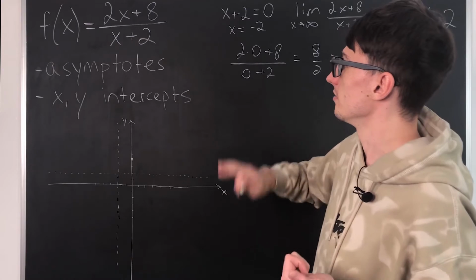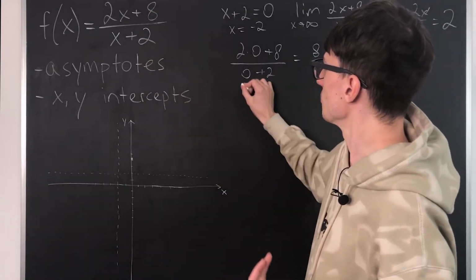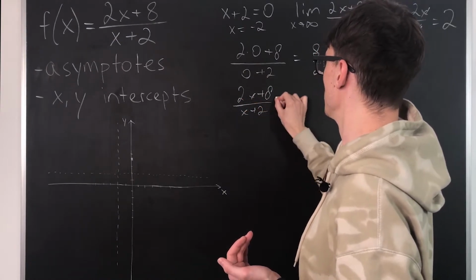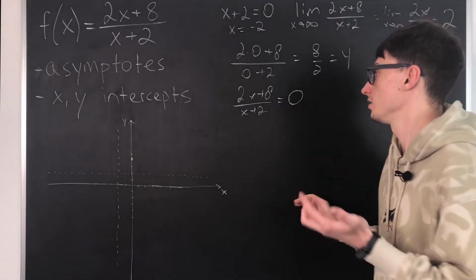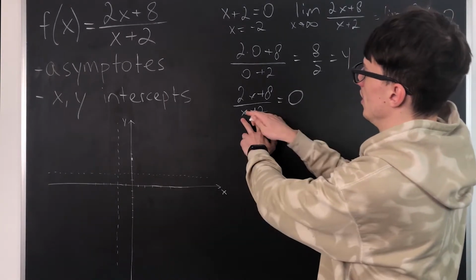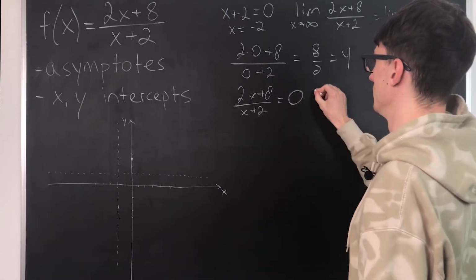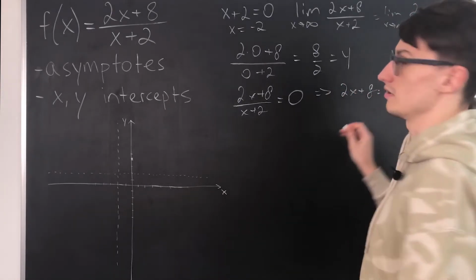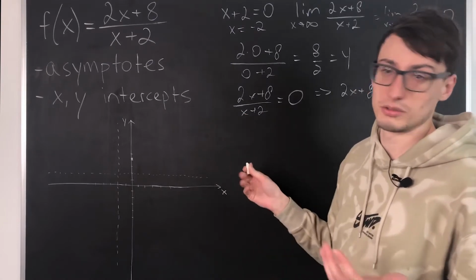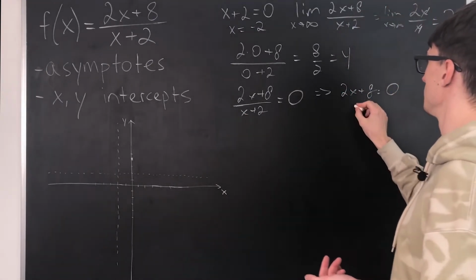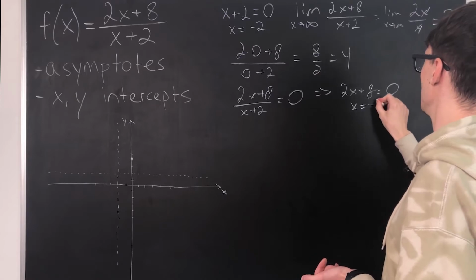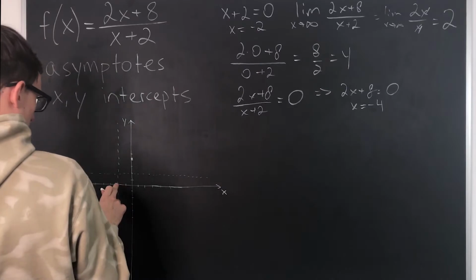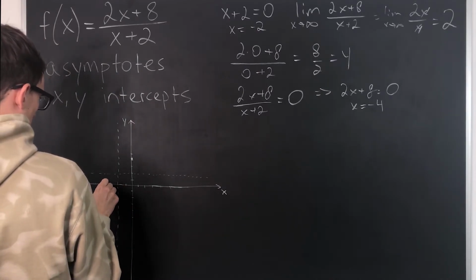What about the x-intercept? Well, that must mean that the function has to be equal to 0. So when is 2x plus 8 divided by x plus 2 equal to 0? Also pretty simple. We can multiply both sides by x plus 2 to get rid of the fraction here. So if we do that, we just get 2x plus 8 equals 0, because 0 times x plus 2 is 0. And then to solve this, we just get x equals -4. So then we can draw a little dot, 1, 2, 3, 4, right here.